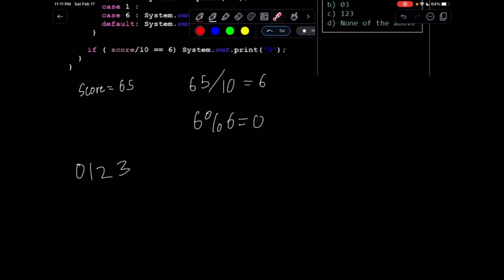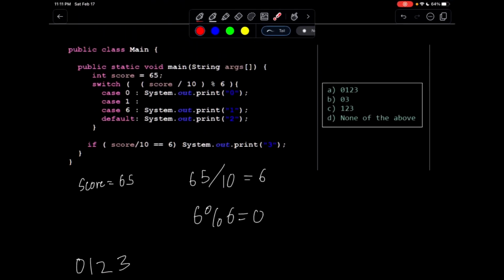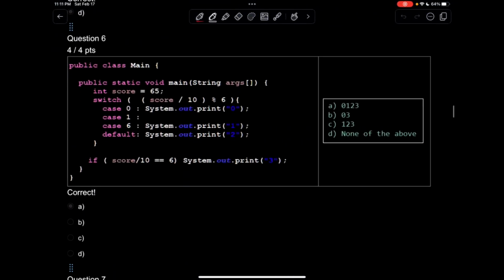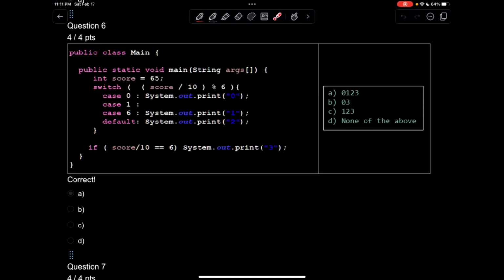We get an output of 0, 1, 2, 3, and we look at our answer choices, and that does happen to be an answer choice. So we would select A, and now we can go ahead and check. And it would appear that that is the correct answer.